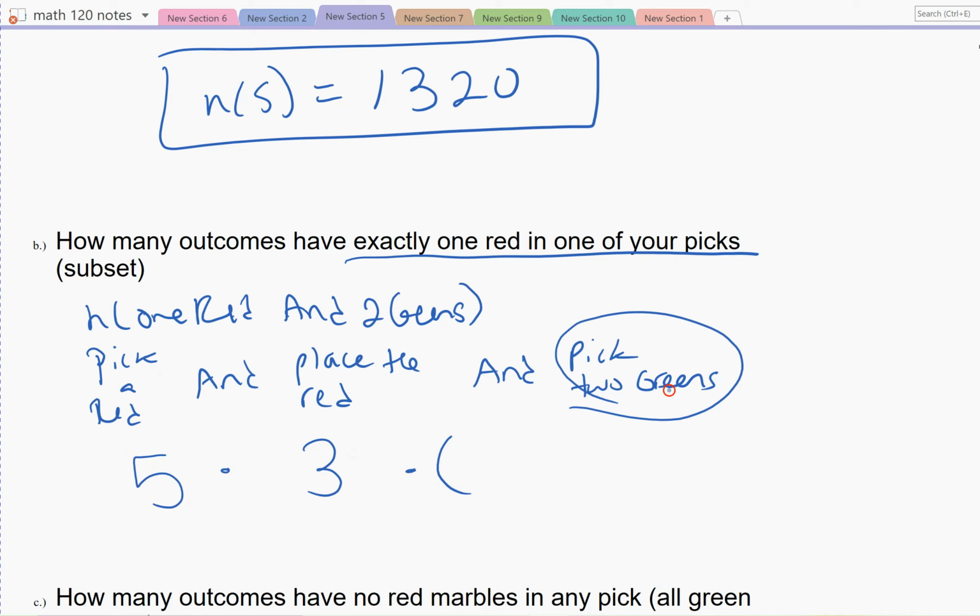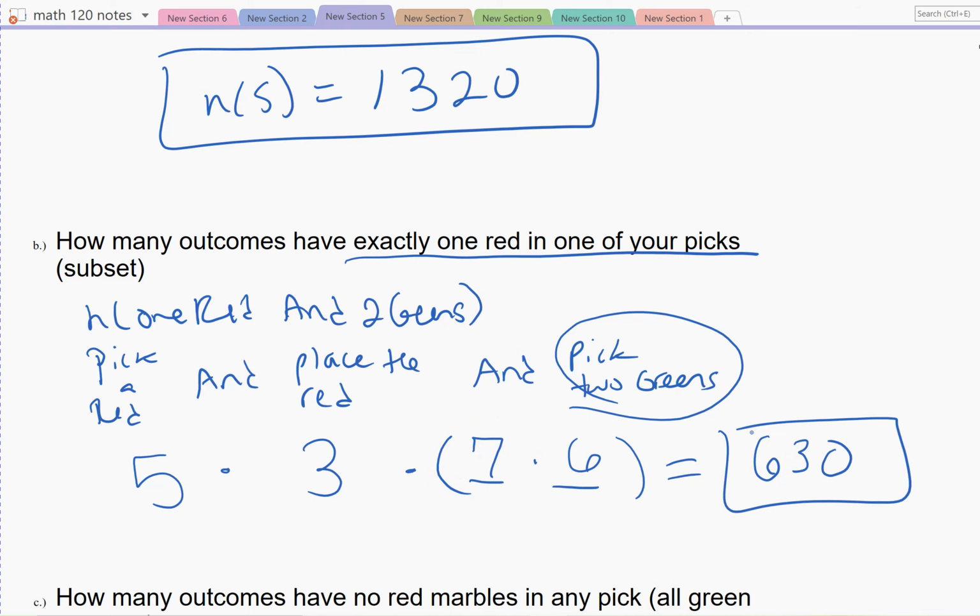Where the problem changes is when I pick my 2 green marbles, right? I've got 2 choices, I've got to pick 2 green marbles. The first time I pick a green marble, there were 7 of them. But remember, I don't replace that green marble. And so the second time I pick a green marble, there were only 6 choices. All right, and that's the only difference in this problem versus the previous problem. Right, so it's 5, 3, 7, 6. So it is going to be slightly less than the last example. It comes out to 630. All right, so out of my 1,320, 630 of those have exactly 1 red marble and 2 green marbles.